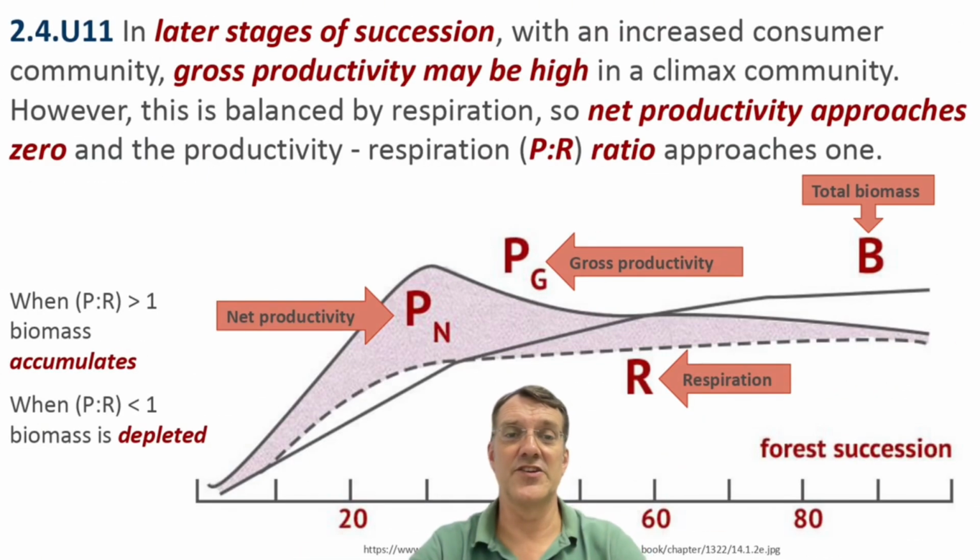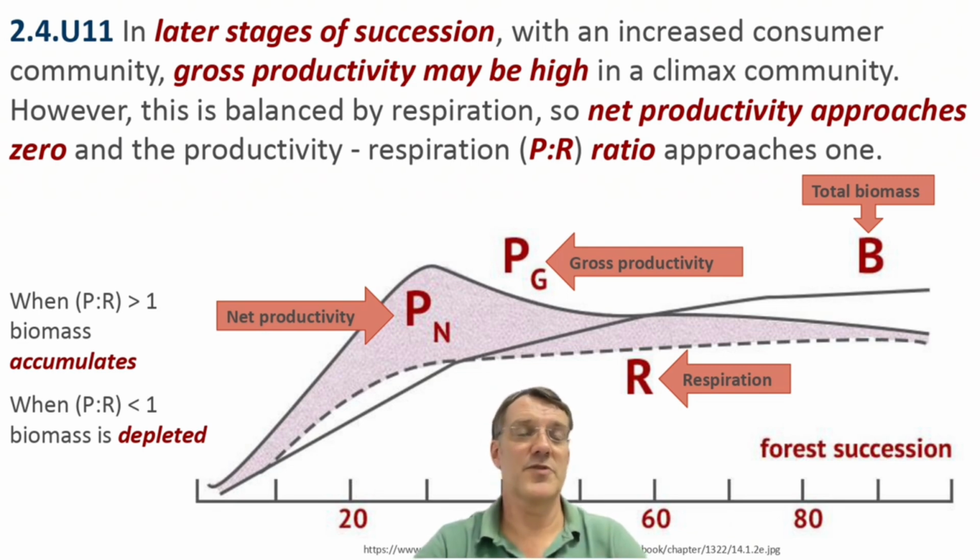In later succession stages, with an increased consumer community, gross productivity may remain high, but it's balanced by higher respiration rates. The productivity to respiration ratio, or P to R ratio, approaches 1, and that means that net productivity approaches 0. At this stage, the ecosystem is maintaining its biomass rather than accumulating more.